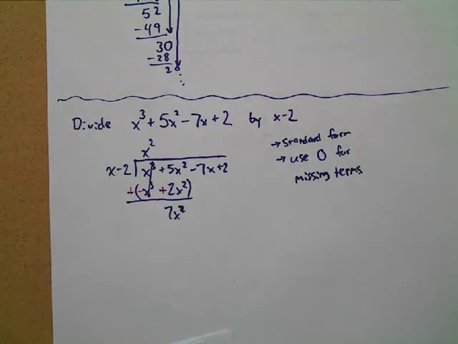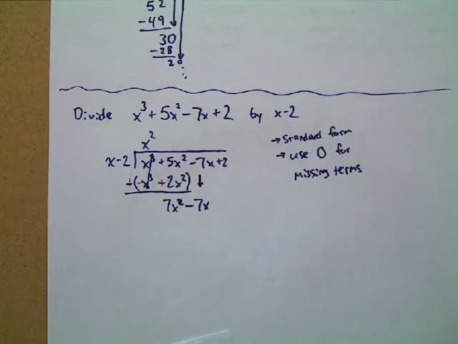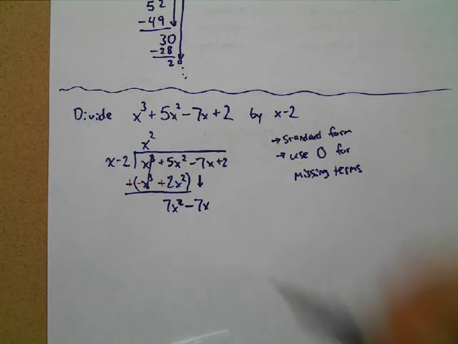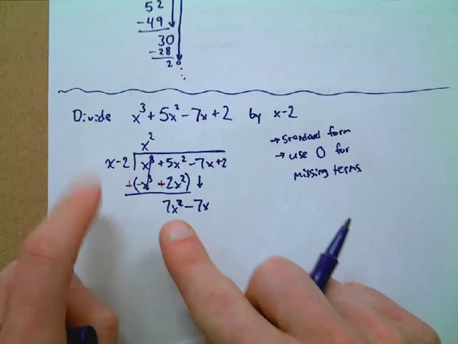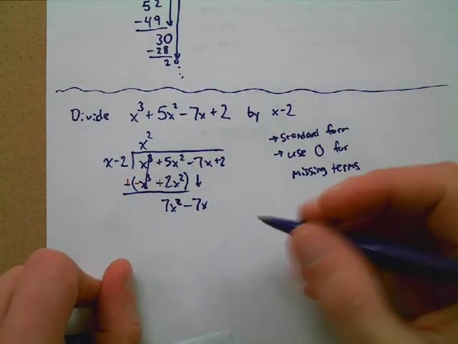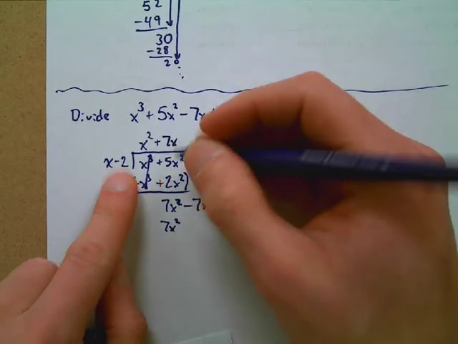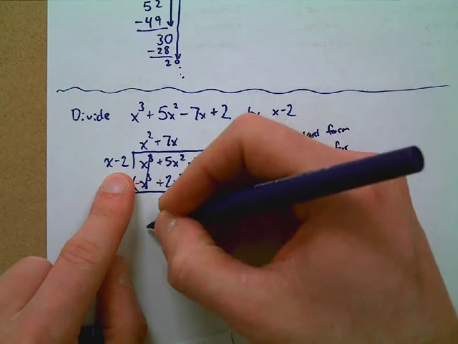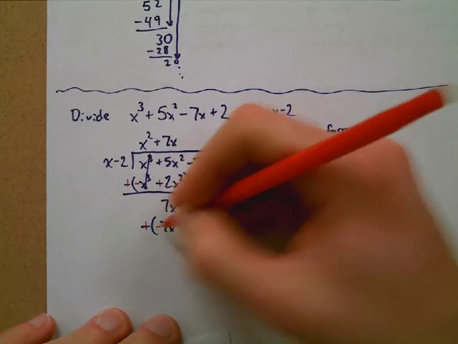What should I now do? Bring down that minus 7x. You don't have to draw the arrow there. I'm just drawing it so you can see where it's coming from. It's not from nowhere. So now this is our new problem. We want to see what times x gives us 7x squared. What do we multiply x with to get 7x squared? 7x. So 7x times x is 7x squared, and 7x times minus 2 is minus 14x. Again, we will subtract that quantity, but I don't like subtracting polynomials, so I'm going to change it to add the opposite.